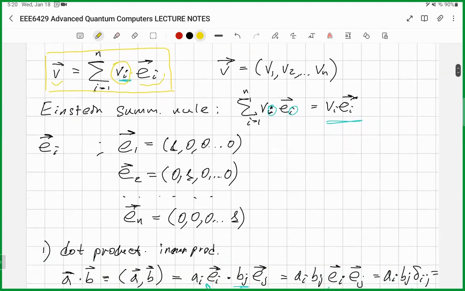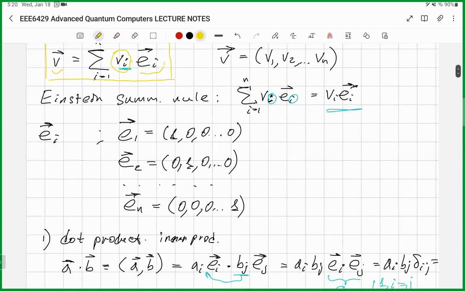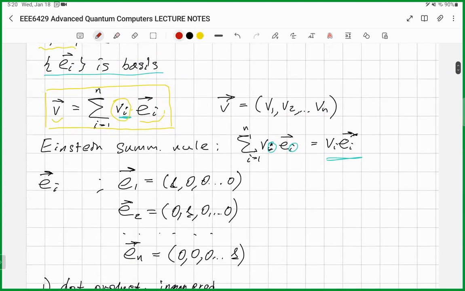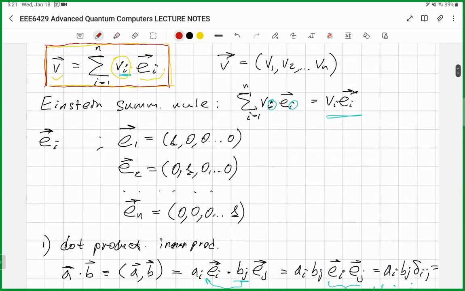So I introduced the basis. I found the components of my vector, and you can actually put this formula in a frame, because this is, I guess, the main formula in linear algebra, and very important for us, because in a similar way we will represent the state vector in our Hilbert space in a while.